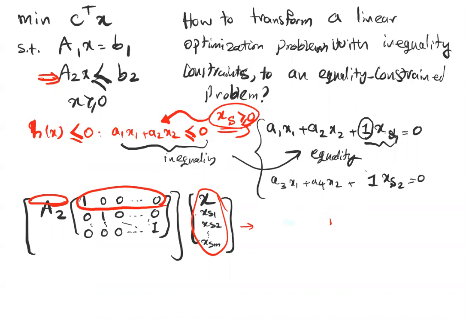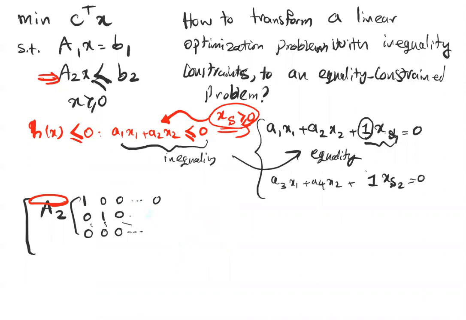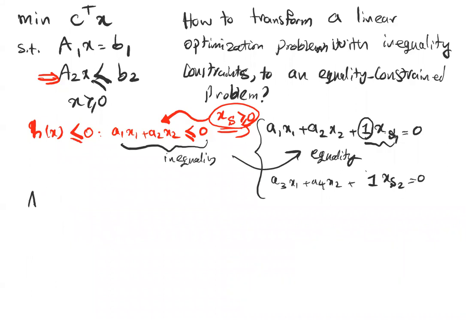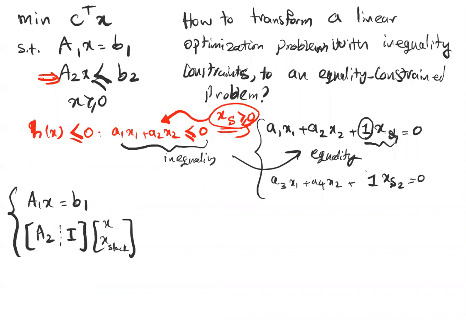And if I want to write this entire thing in a compact form, we are going to have A1 x is equal to b1, A2, and now we have a matrix block, identity matrix, multiplied by x, x slack, and this is going to be equal to b2.